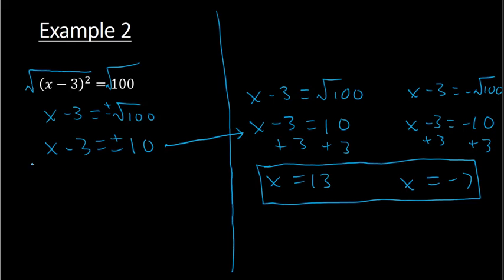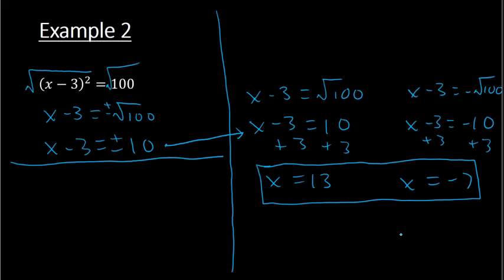And then at the end, we can always double check our answer by plugging these numbers back into the equation. So if I plug 13 in, we'd have 13 minus 3, which is 10, and 10 squared is 100. So that one works. Plug negative 7 in, negative 7 minus 3 is negative 10. You square negative 10 to get positive 100 as well. So we've checked our answer, and both of these would work.